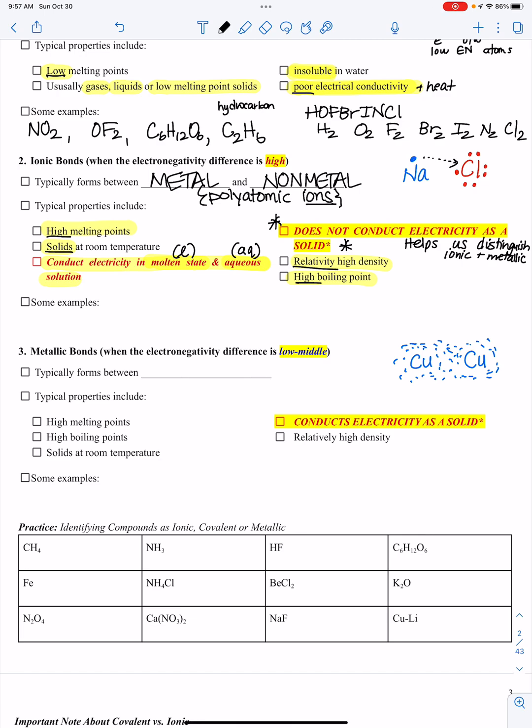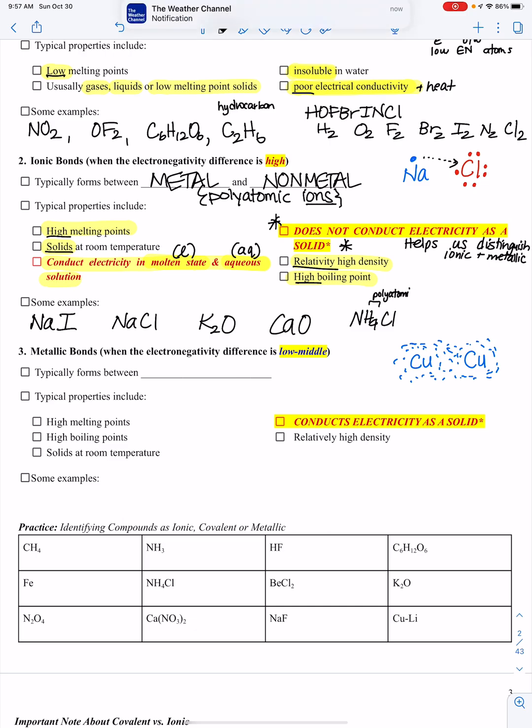Some examples would be things like sodium iodide, sodium chloride, potassium oxide, calcium oxide, just some random ionic compounds. We're also going to see later, and I'll explain this later, anything with polyatomic ions, like NH4Cl. This is polyatomic, but these are all nonmetals. But remember, polyatomic ions are ionic compounds. So just some examples there for us.